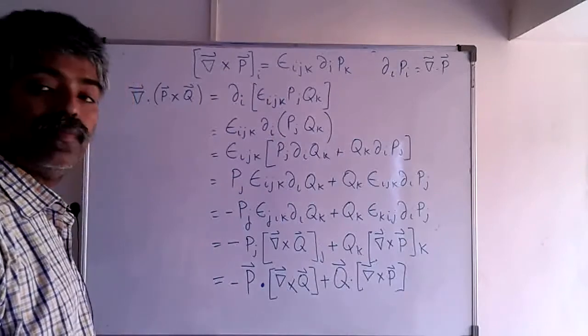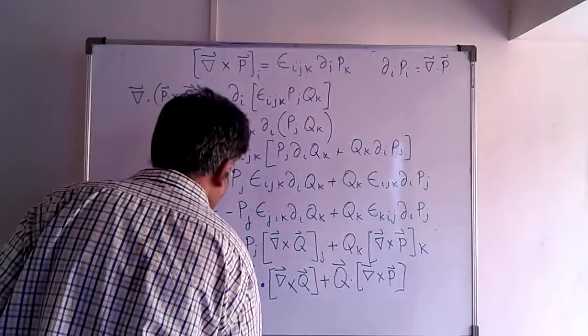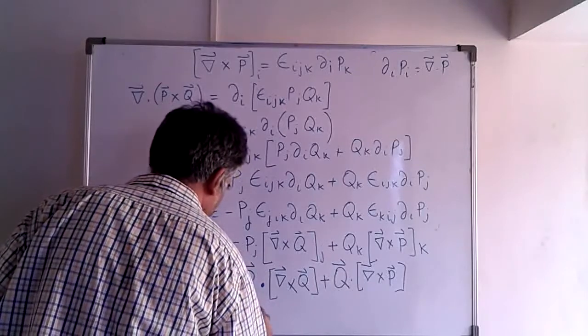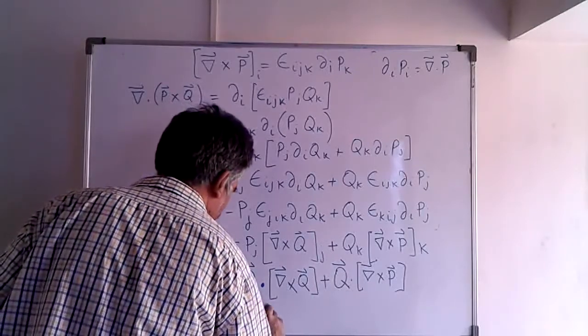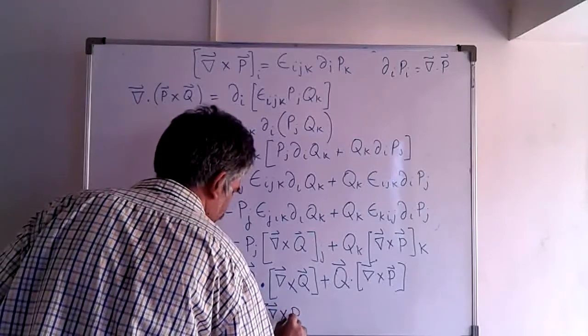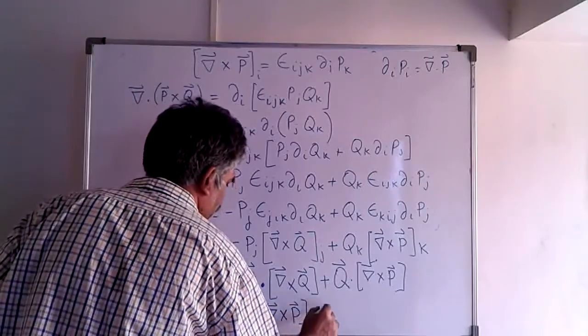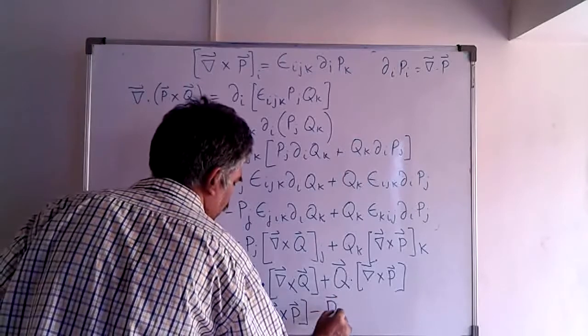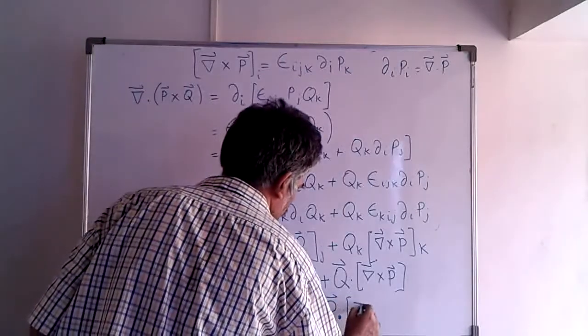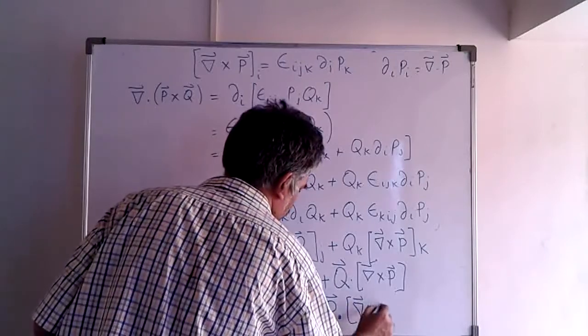Okay, so you can write this in front, it's not a problem. Q dot del cross p minus p dot del cross q.